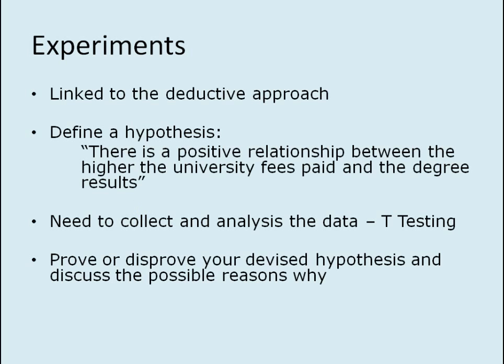So experiments. We've looked at this. Experiments are mainly a deductive approach. This is where you're devising these hypotheses. You're trying to work out if there is a trend or a relationship going on, and you come up with these hypotheses. So again, here's our hypothesis: there is a positive relationship between the higher the degree university fees paid and the degree results. In other words, if a university charges more, they tend to get better degree classification results. So there seems to be a positive relationship, a positive correlation. It wants to prove that, and if you pay less in fees, you get poorer results.